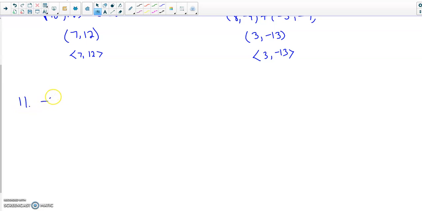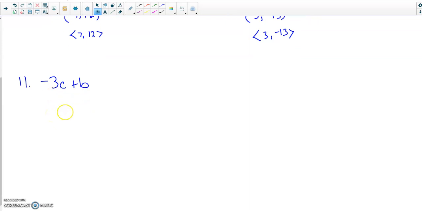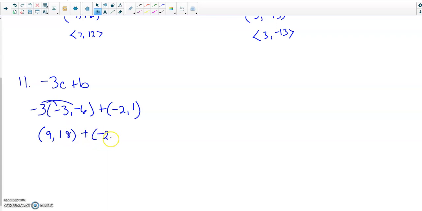Now 11. So now this is going to be -3c plus b. Okay. So -3 times c, which was -3, -6, plus b, which is -2 and 1. Distribute. Please be careful of those negatives, because we all know how we all are for those negatives. And then 18, and then plus -2 and 1. Okay. Now add our x's. So we're going to get 7 and then 19. Okay. And that's how you do those sets of questions.